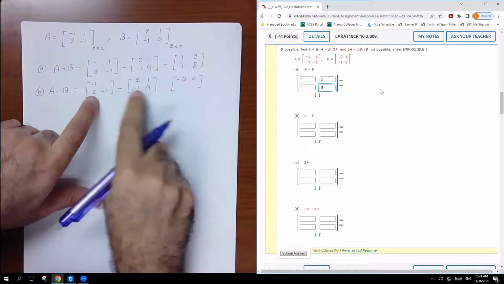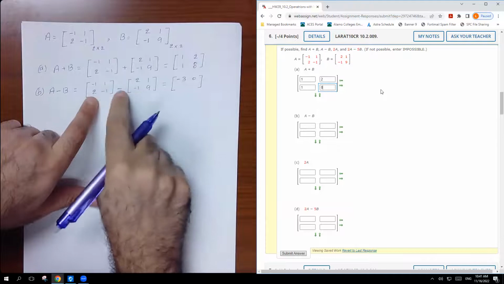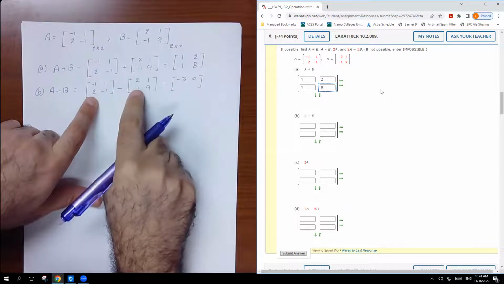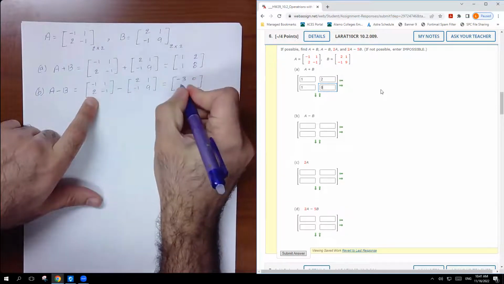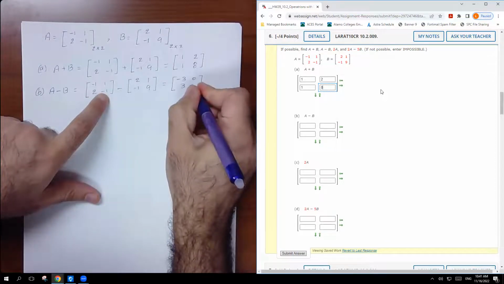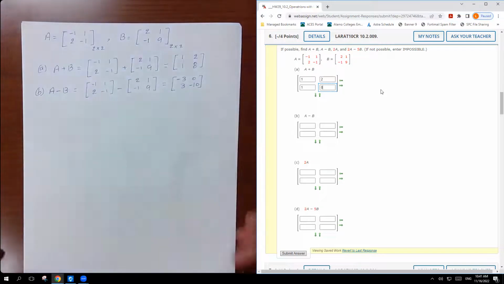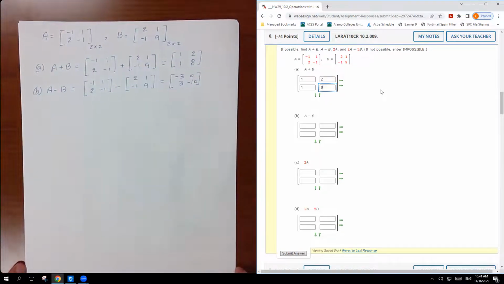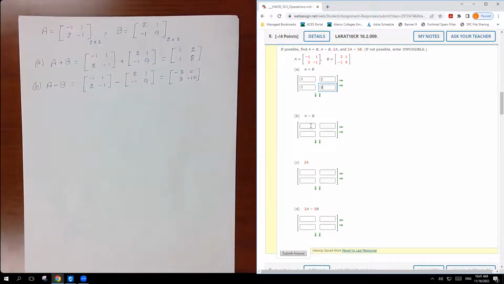2 minus -1. 2 minus -1. So negative times negative is positive. 2 plus 1 is going to be 3. And -1 minus 9 is going to be -10. So be careful when you have minus between two matrices. So the result for A minus B is going to be -3, 0, 3, and -10.